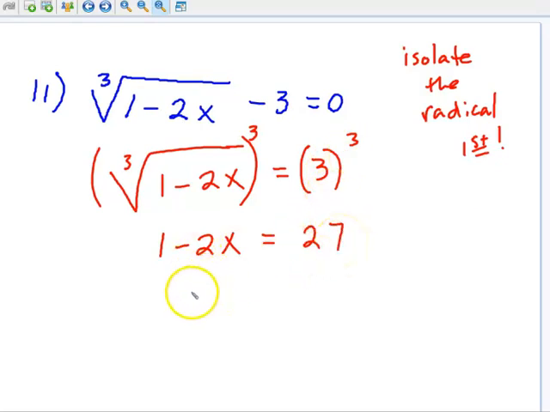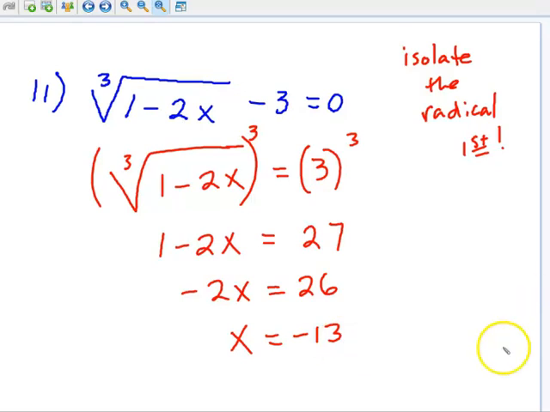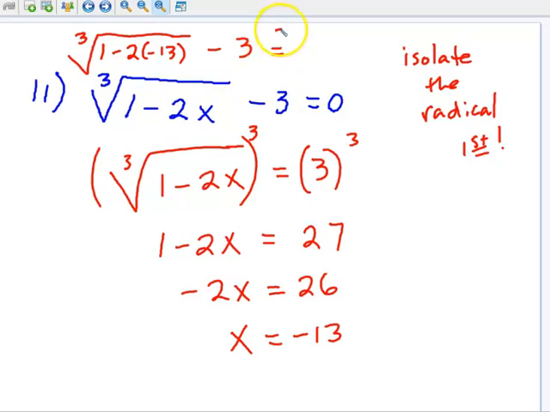And now we're back to familiar territory, solving for x. We subtract 1 from both sides. We divide by -2 on both sides. And our solution, we think, is -13. But let's check it out. So go back to the original problem and replace the variable x with -13. Subtract 3. Do you get 0 when this happens?